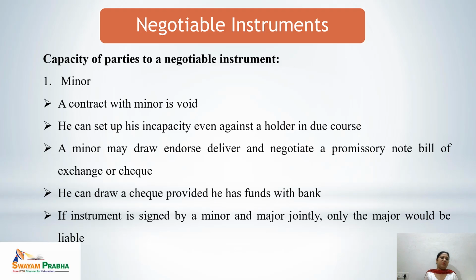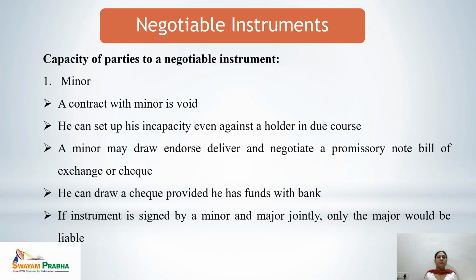Next, let's discuss the capacity of the parties to a negotiable instrument. We have learned about the various parties of a negotiable instrument. Now it becomes important to know who can be a party to a negotiable instrument. That means who can be the valid party, who has the capacity to become a party of a negotiable instrument.